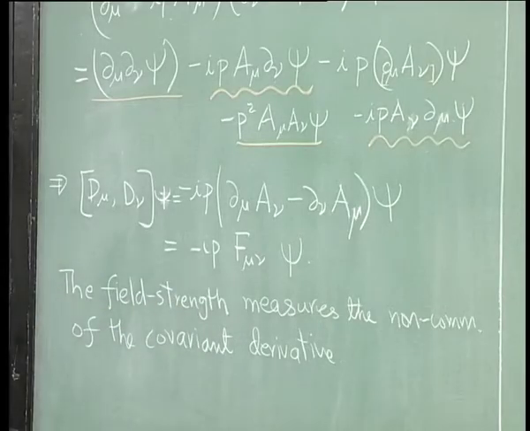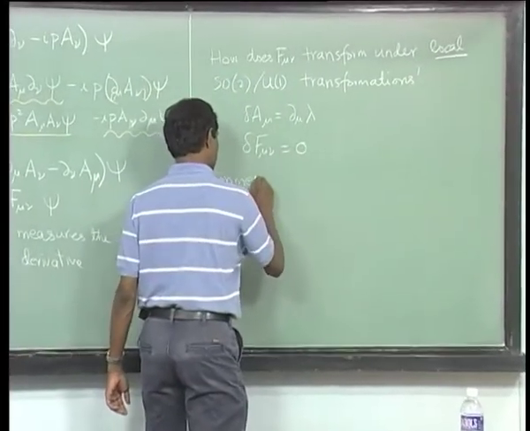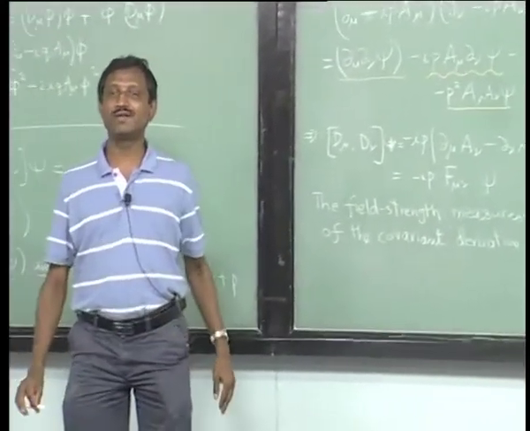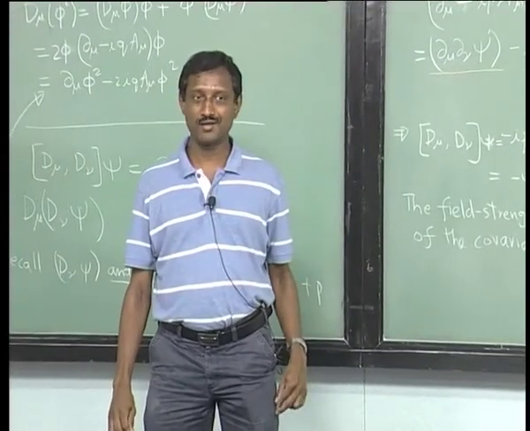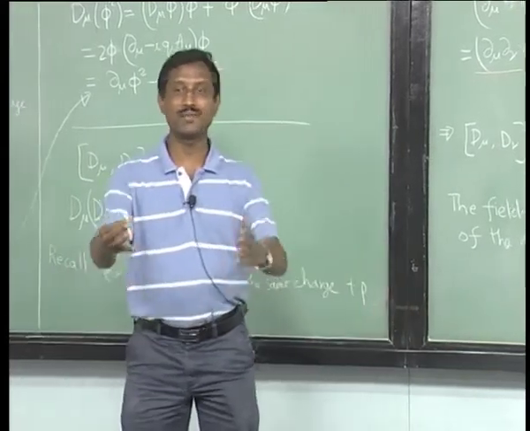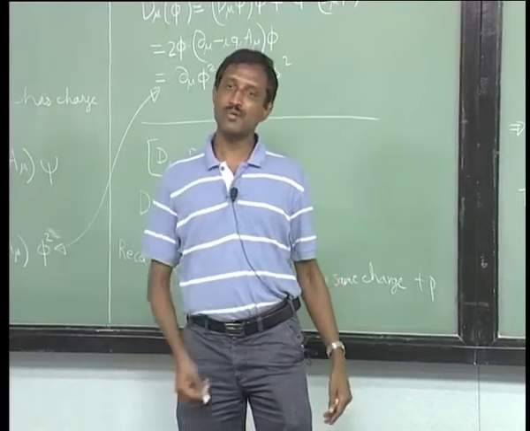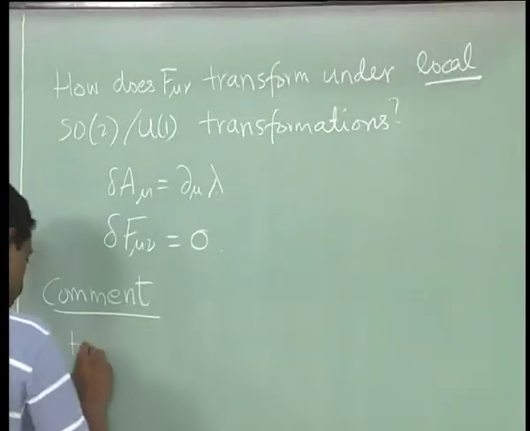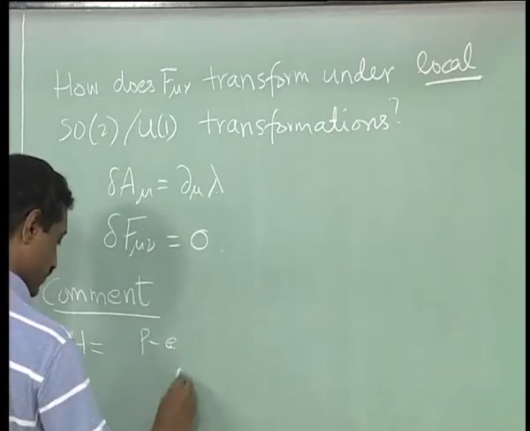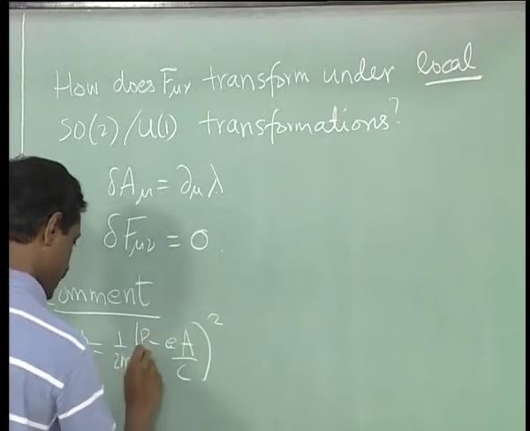This can be used. Okay, I just have one comment. In fact, I claim that all of you have seen the covariant derivative before. The context is the coupling of the electron or whatever to a magnetic field. What was the Hamiltonian? It was in one of our problem sets also. The Hamiltonian was (P minus E A by C) whole square upon 2m. Okay.